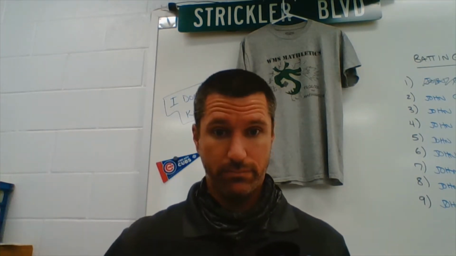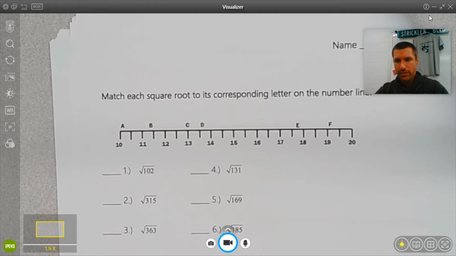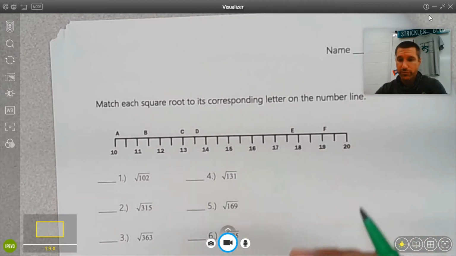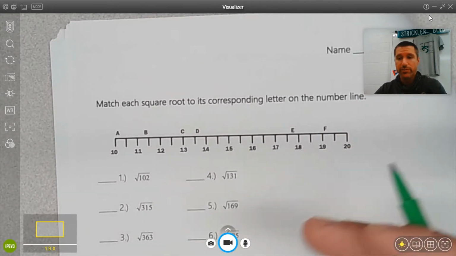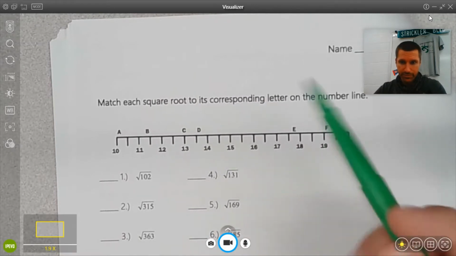Page 11. All right, open up to page 11, and let's take a look at what you need to do for today. I want you to fill out pages 11 and 12 on your own. I'll spot check a couple of these with you right here.